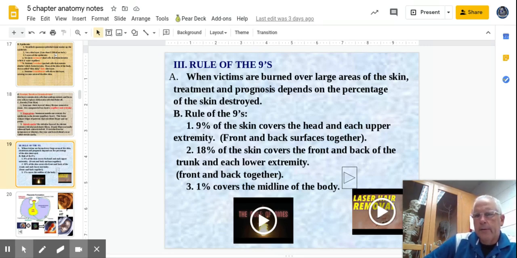So 9% of the skin covers the head and upper extremities. 18% covers the front and back of the trunk, so 9% on the front, 9% on the back for 18 total. Same way through the legs, front and back. And then 1% is the midline. So watch that video. It goes through that a little bit more, but it's just a way of diagnosing how the body is divided up, the skin, and that way we can assess someone who comes in, because prognosis and treatment are dependent upon how much damaged skin there is, what percent.